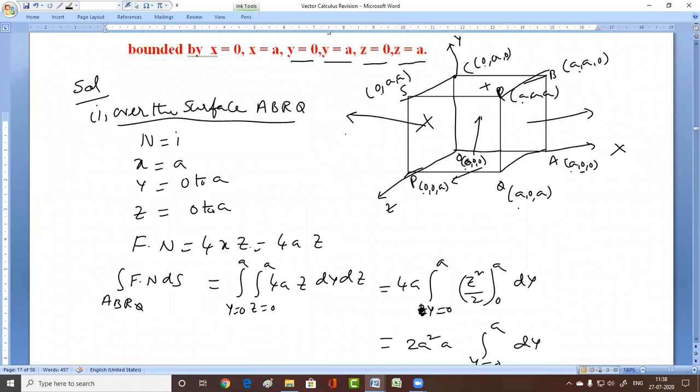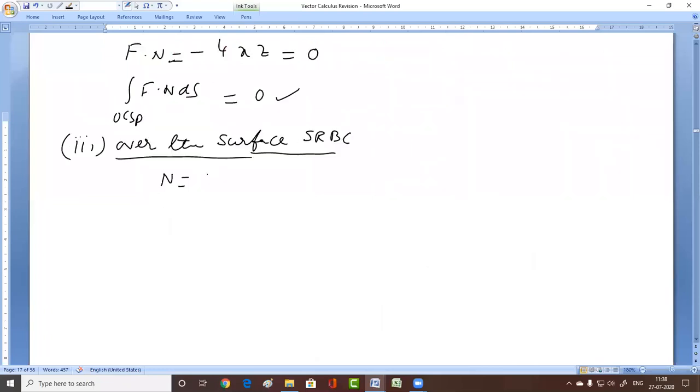J, sir. What is n? J. Very good. The outward normal to the surface: now the z axis is the normal, so the unit normal is j. Very good. n equals j. Now what about x, y and z?